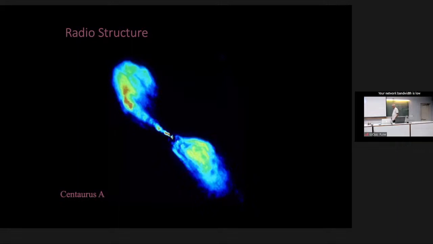Now, elliptical galaxies are in a small number of cases associated with very powerful radio sources. The GMRT is finding such sources all the time. This is a very famous source, Centaurus A. You've got a beautiful double lobe structure, and a jet going up. So you're studying this.